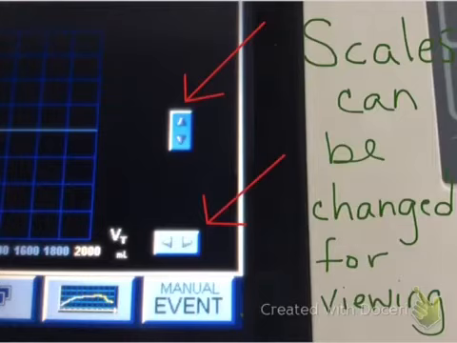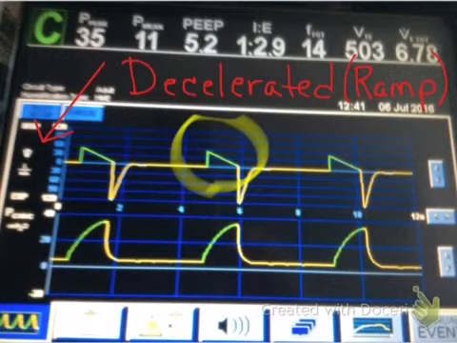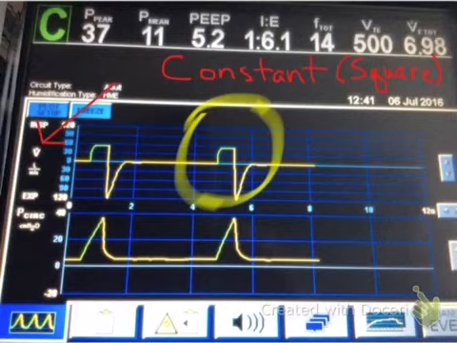The scales can be changed for better viewing. You can either change the time set, or in this example there was also a volume time scalar. The volume scale could be changed as well. When looking at the flow time scalar, one can easily discern if the decelerated or ramp waveform was the chosen waveform pattern versus if the square or constant waveform pattern was chosen, again by simply looking at the flow time scalar.